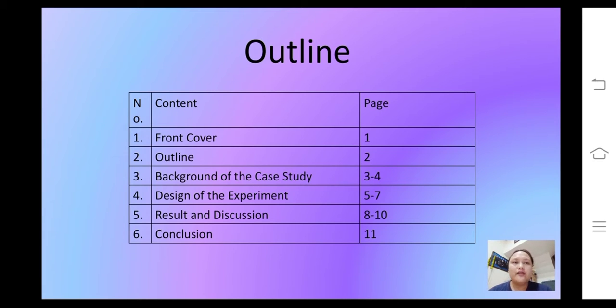This is the outline for this slide. First page is front cover, second is outline, third and fourth will be background of the case study. The design of the experiment will be at pages 5 to 7, the result and discussion at pages 8 to 10, lastly is conclusion at page 11.